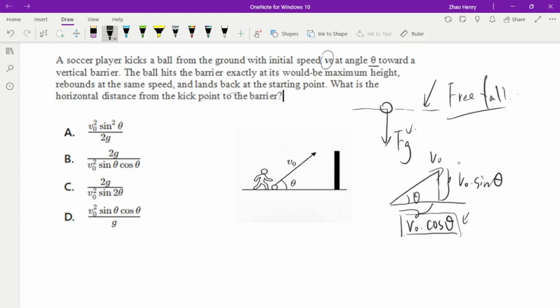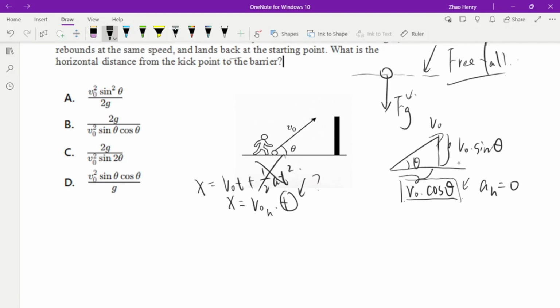Let's look back to the question and see what it is asking. It's asking what is the horizontal distance from the kick point to the barrier. For displacement or horizontal distance, we will use the formula x equals v0 t plus half a t squared. We already know the horizontal component, v0 times cosine theta, never changes, which means a horizontally is equal to 0, so we can cancel it out. So the displacement is only x equals v0 horizontal times t. So we still need to figure out what t is. How do you figure out t?